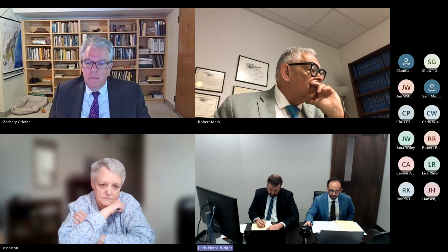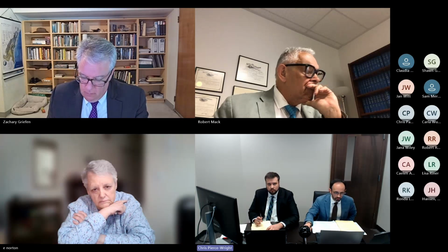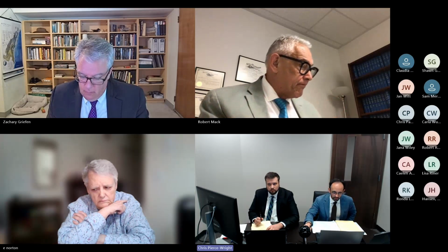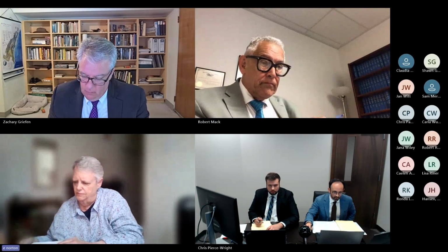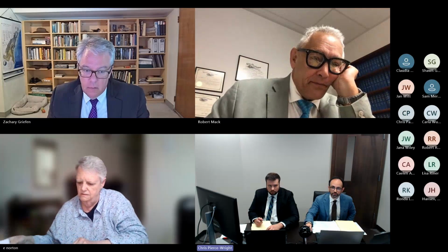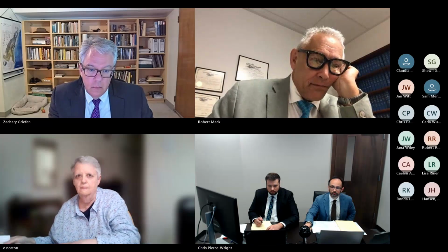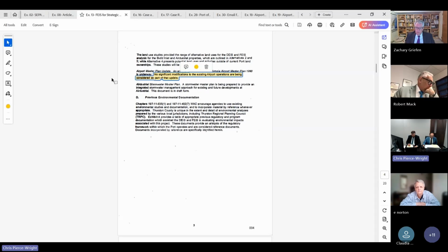You said you were concerned that in 1994, the port said that it would not increase operations and then subsequently did. Is that correct? I do not remember saying that exactly. Let's see. Here, I'll share with you Exhibit 13. This highlighted text says no significant modification to the existing airport operations are being considered as part of that update.